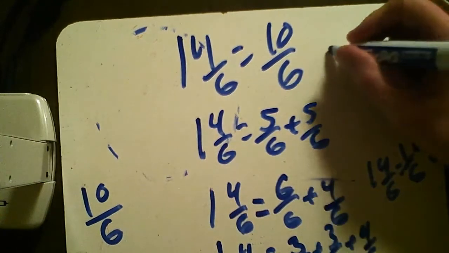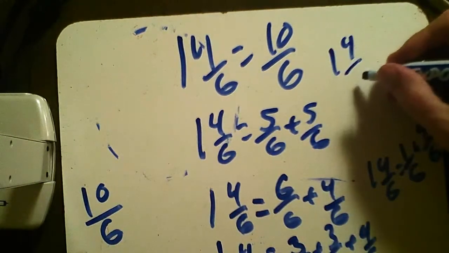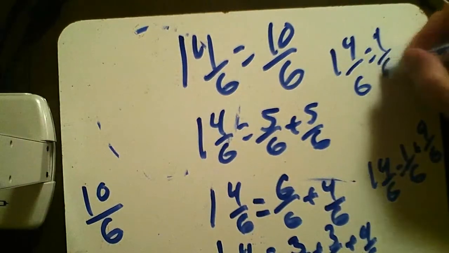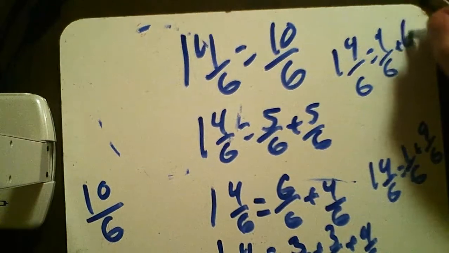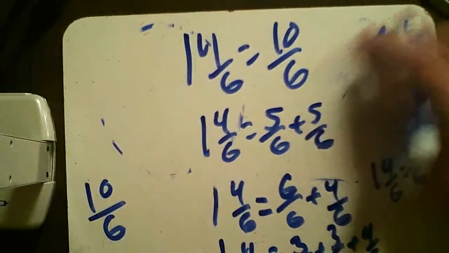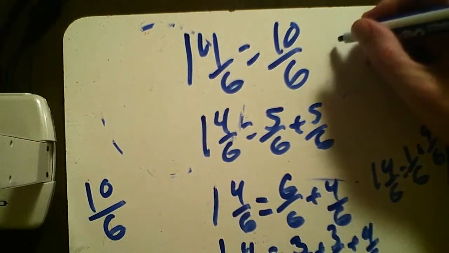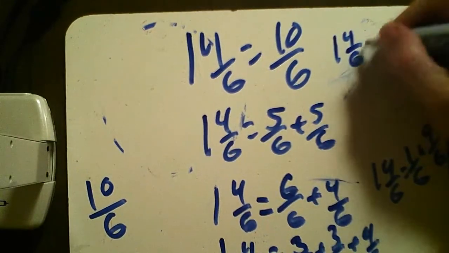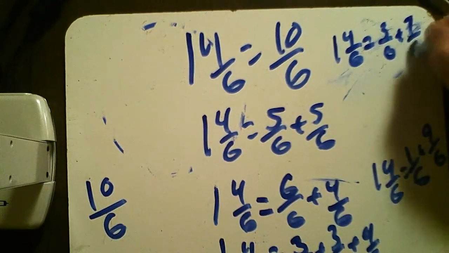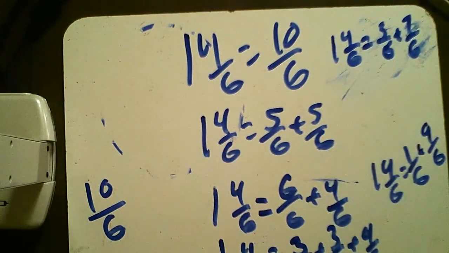You could also say 1 and 4/6 equals, what else equals 10? 4/6 plus 6/6. Or did we already do that? We already did that one. How about we could say 1 and 4/6 equals 3/6 plus 7/6. We could do that. All right. So there's all the ways that we could break down 1 and 4/6.